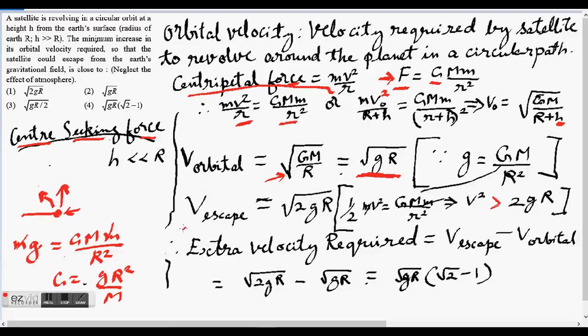And what is the escape velocity? Escape velocity is the minimum velocity that an object requires to escape the Earth's gravitational field. So v escape can be calculated using the formula for kinetic energy, because the object will have to have a certain kinetic energy. So here, half m v square is equal to G M m upon r square. Mass and mass will cancel out and you'll get v square should be greater than 2gr.